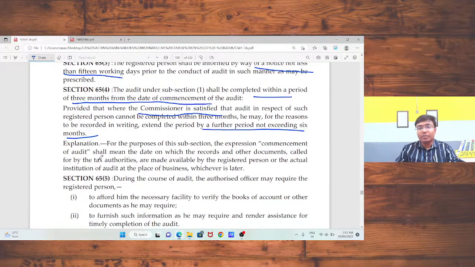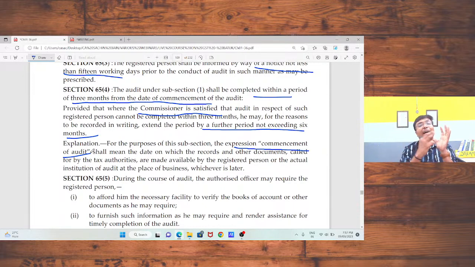Now sir, what do you mean by the term commencement of audit? In that case, commencement of audit means the date on which you had provided all the documents required by the departmental authority for conducting the audit, or the date on which they started the audit at your principal place of business, whichever is later, will be the commencement of audit.